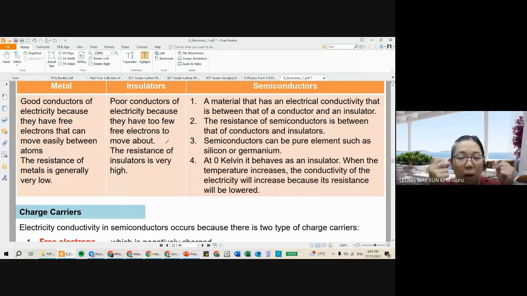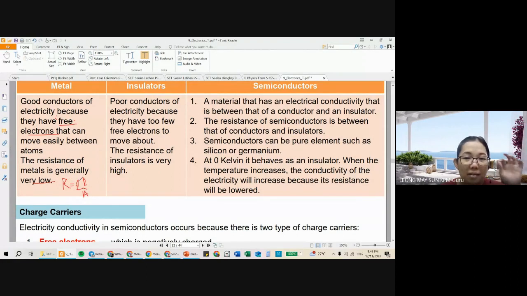All right. Why? Because when they created electricity, they know that there are two types of materials. We have the metal, which is a good conductor. A good conductor allows electricity to pass through because they have a lot of free electrons that move inside the metal. So the resistance of metal is generally very low. But one problem is that resistance is resistivity times length over area.